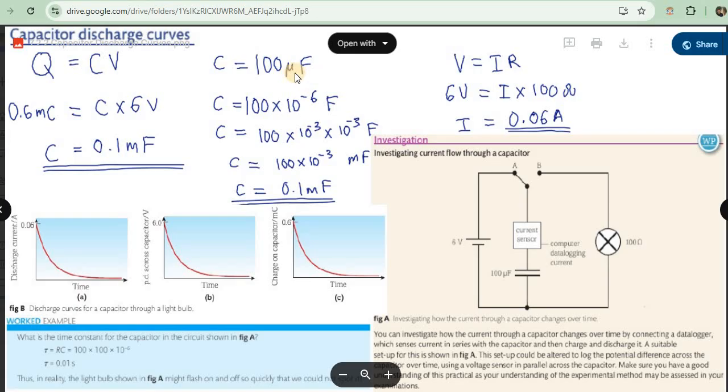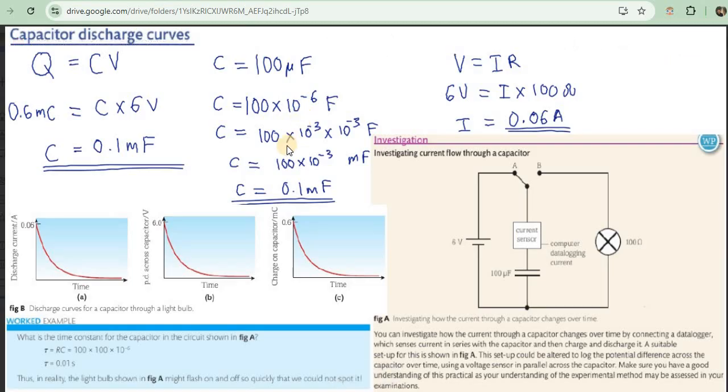The sign between the letters and the numbers is a multiplication sign. So here it's a multiplication sign, here as well, and here. So I simply substitute the value. Then 10 to the power minus 6, I can also write as 10 to the power minus 3 times 10 to the power minus 3, because of the rules of indices: when you multiply, you add the powers if the bases are the same. So minus 3 and minus 3 is minus 6.